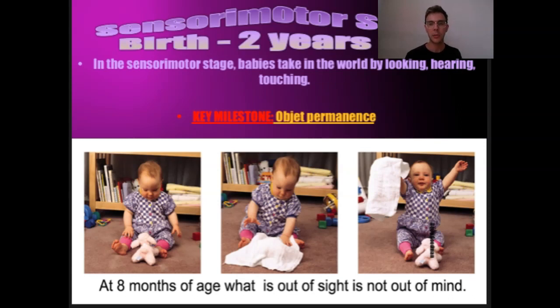Before about 6 months of age, they lack a key milestone here, object permanence. Object permanence is just the awareness that things continue to exist even when they're not perceived or in sight. So as they're learning their 5 senses, they don't realize that when I cover my face, I'm still there. They don't understand that.